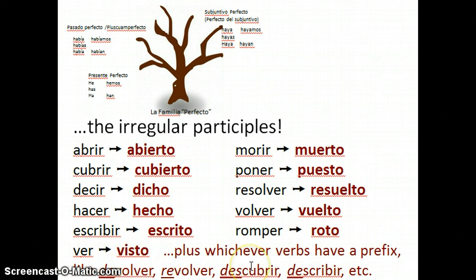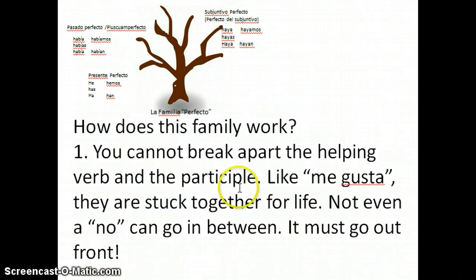Then whatever verbs have that prefix, like devolver, de goes in front of volver, which we see right here. Devolver would go to devuelto. Revolver would go to revuelto. Descubrir would go to descubierto. Describir would go to descrito, from escribir, etc. Okay? Now you have to put these together in order to make your perfect tense.